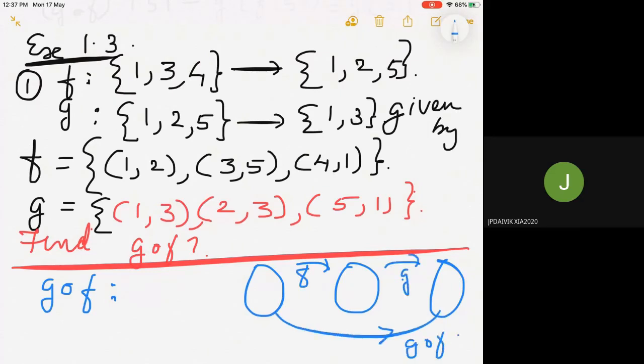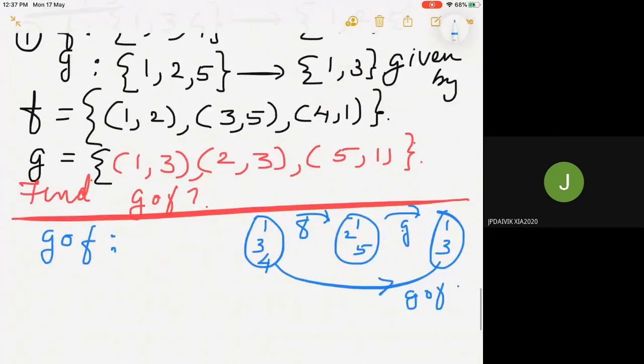G dot F is different. So F is from {1, 3, 4} to {1, 2, 5}. G is from {1, 2, 5} to {1, 3}. Then G dot F is defined from the first set, {1, 3, 4}, to the set {1, 3}.